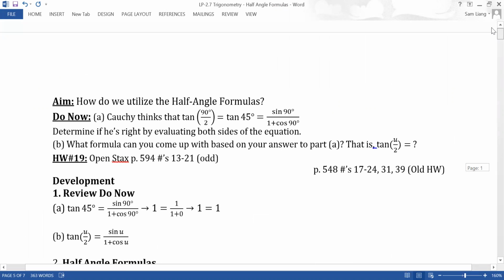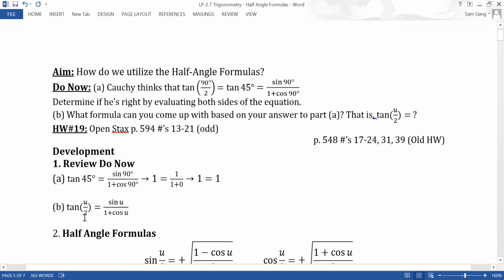All right. So here we have tan 45 degrees equals sine 90 degrees over 1 plus cosine 90. And we know that tan 45 is 1, right? That's always true. Sine 90 degrees is equal to 1, and then cosine 90 is 0. So on the right-hand side of the equation, we're going to end up with 1 over 1 plus 0. So this will end up being 1 equals 1. All right, for part B, oh, by the way, that means he was right in this case. Okay, so 1 equals 1, the equation is true, so he was correct in saying that this is equal to that.